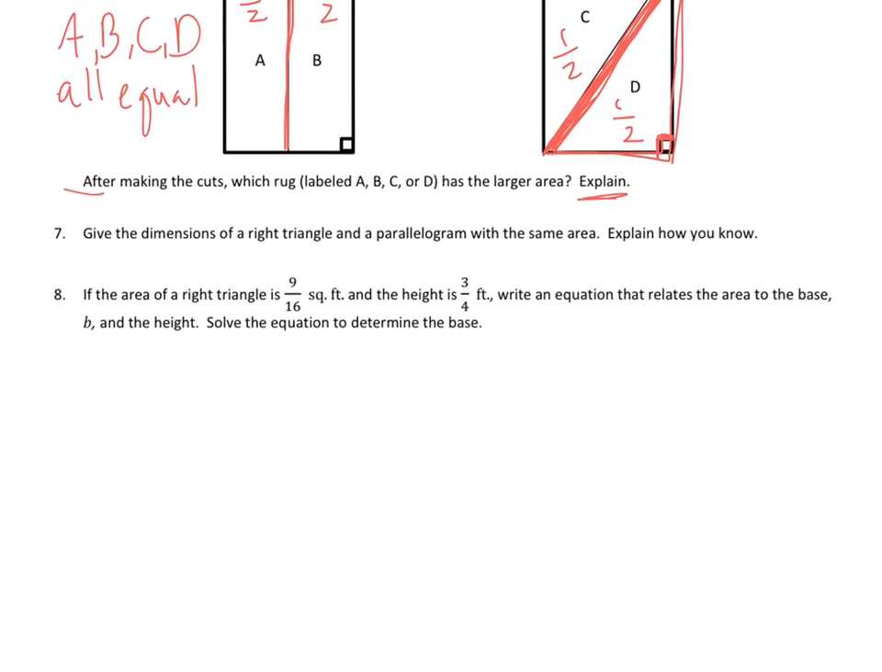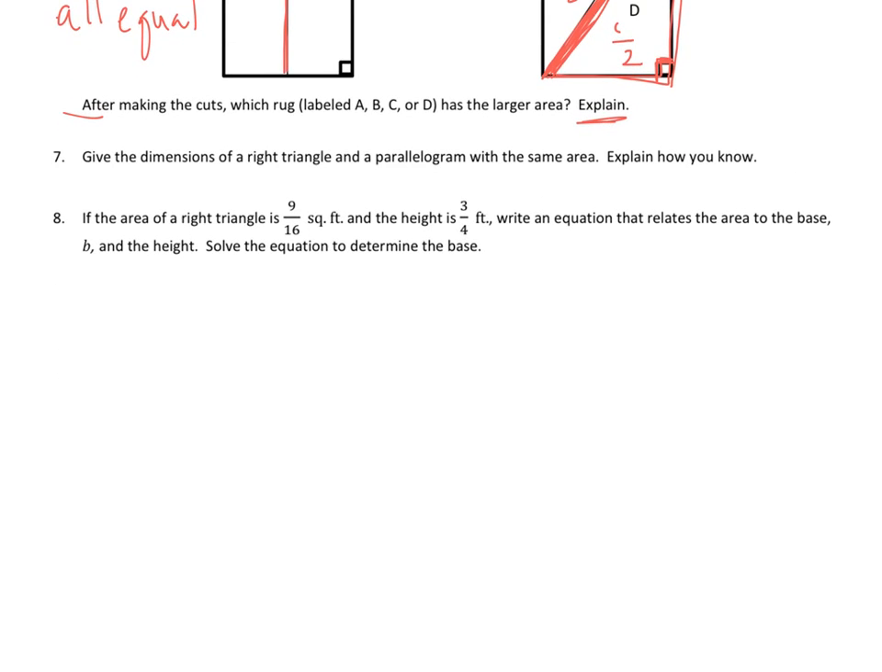Now the last one, 8. If the area of a right triangle is 9/16 square feet and the height is 3/4 feet, write an equation that relates the area to the base and the height, and then solve the equation. Well, I know I'm talking about area. Now I want to plug in. So I have 9/16 is my area. It's right here. So I'm going to plug it in for A.